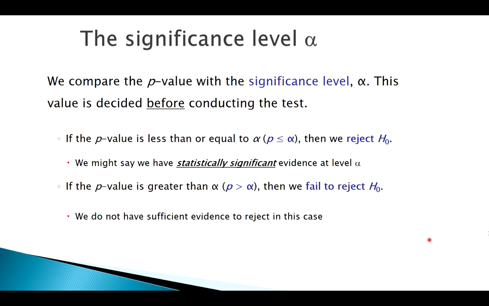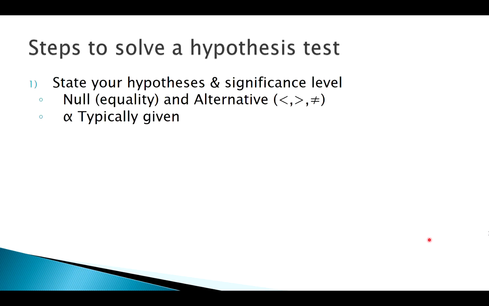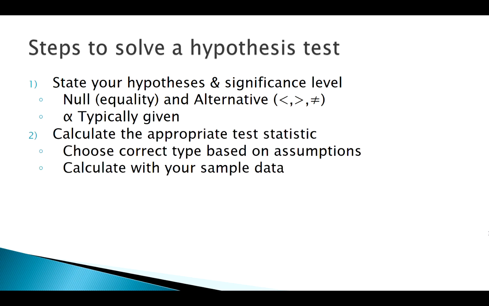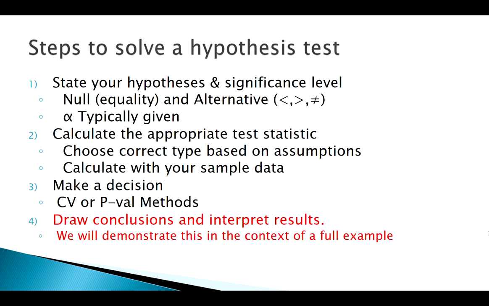So again, our steps are: we state our hypotheses, our null and alternative, just summing all this up. We get everything set up, including our significance level. Then we calculate our test statistic. We make our decision with either method, and then we draw conclusions.